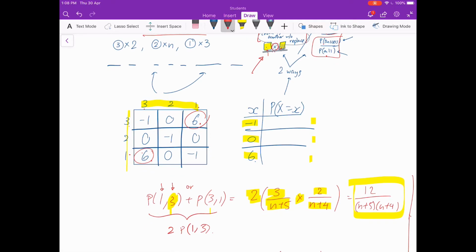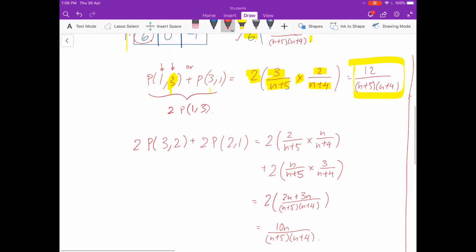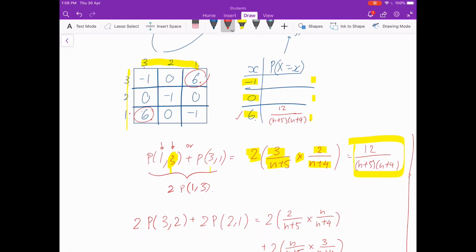cases. Okay, so I have 6 here. The probability is as such. Repeat this idea multiple times over. You can pause the video. This is for the next case. I'm doing 3, 2, 2, 1. So basically, I'm handling all the cases here.